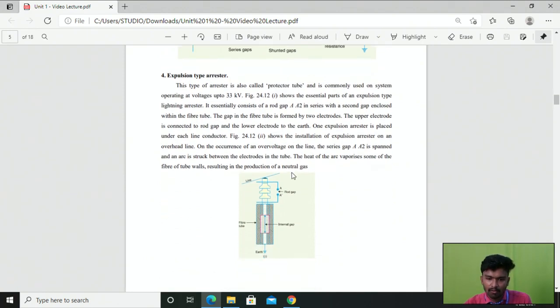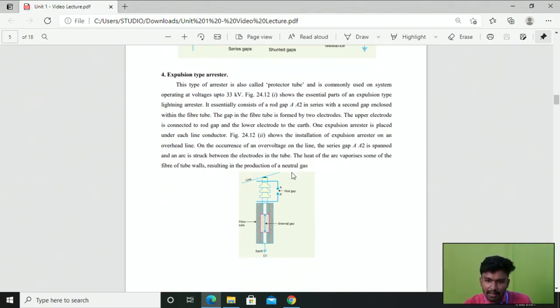And then coming to the fourth one, that is the expulsion gap type arrestor, which is similar to the rod gap arrestor, right? This type of arrestor is also called a protector tube, and it is commonly used on systems operating at voltages up to 33 kV, right? This is an essential part of your expulsion gap lightning arrestor. It essentially consists of a rod gap A.